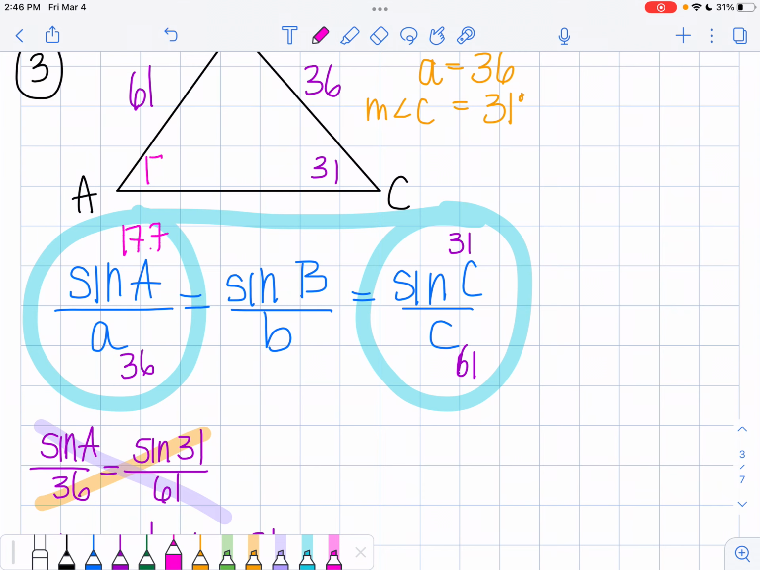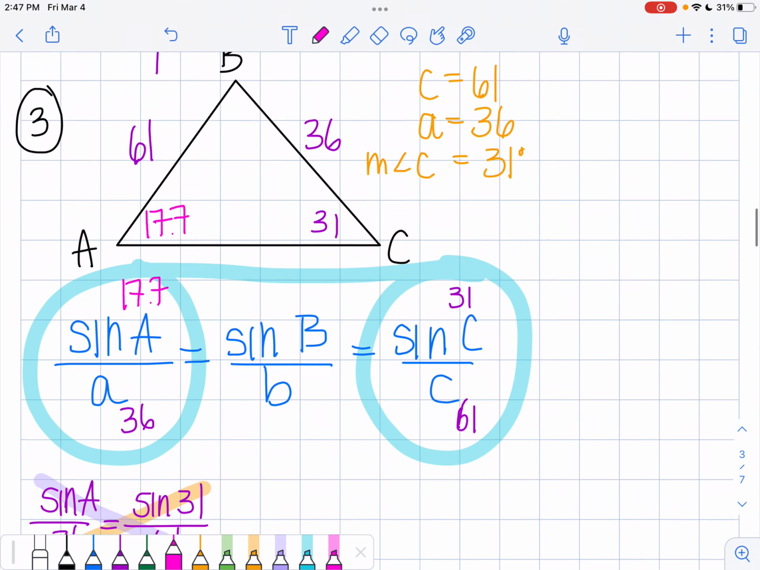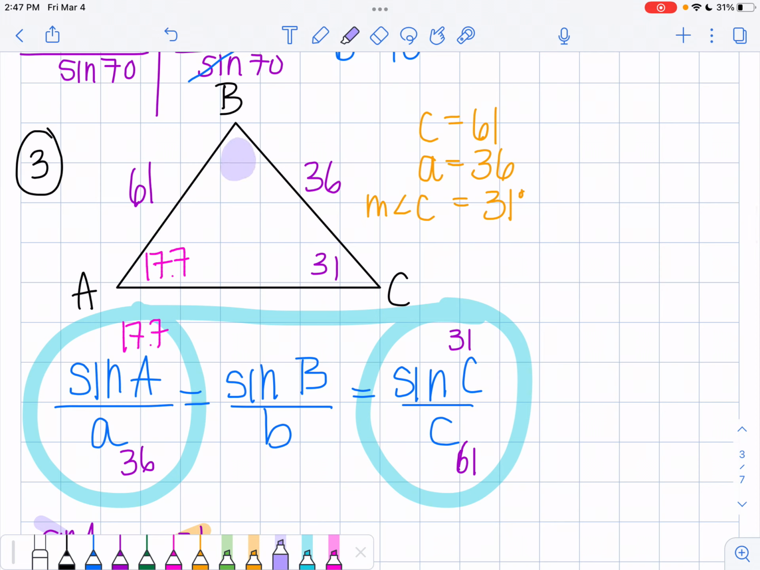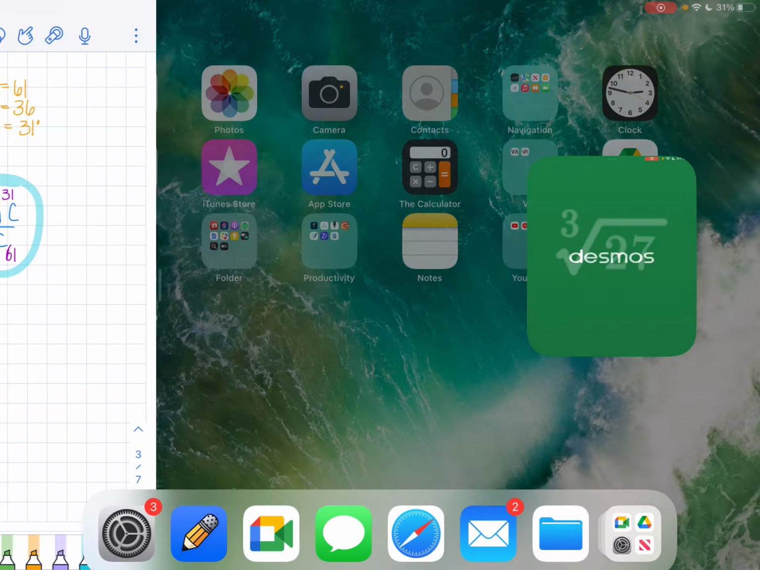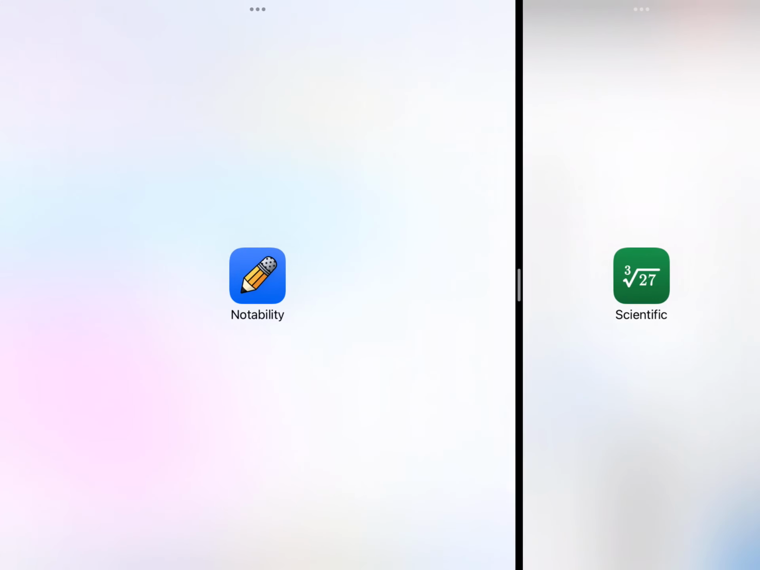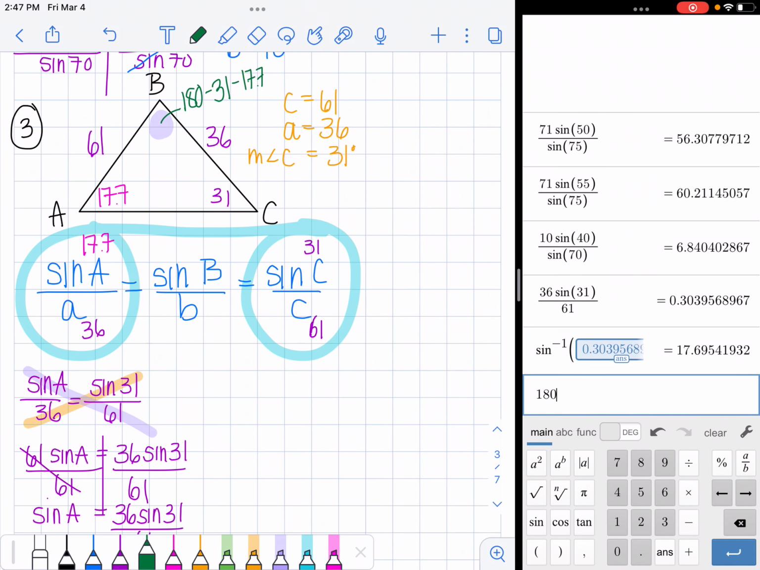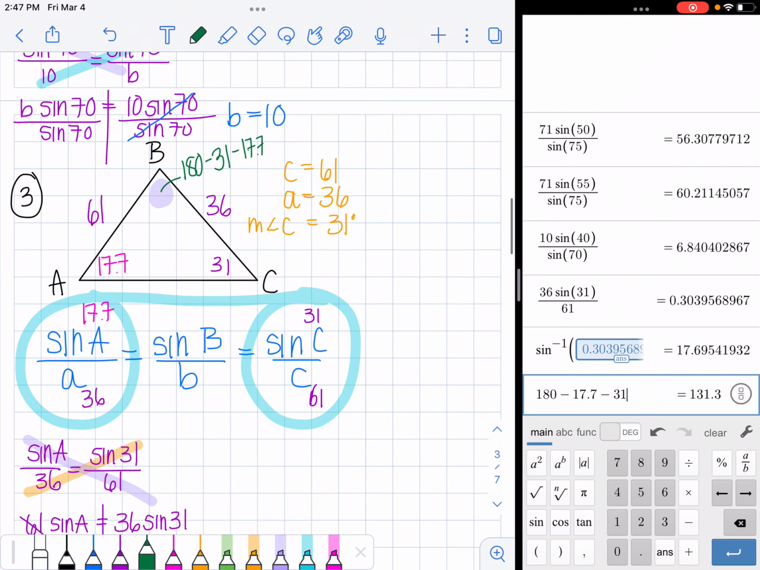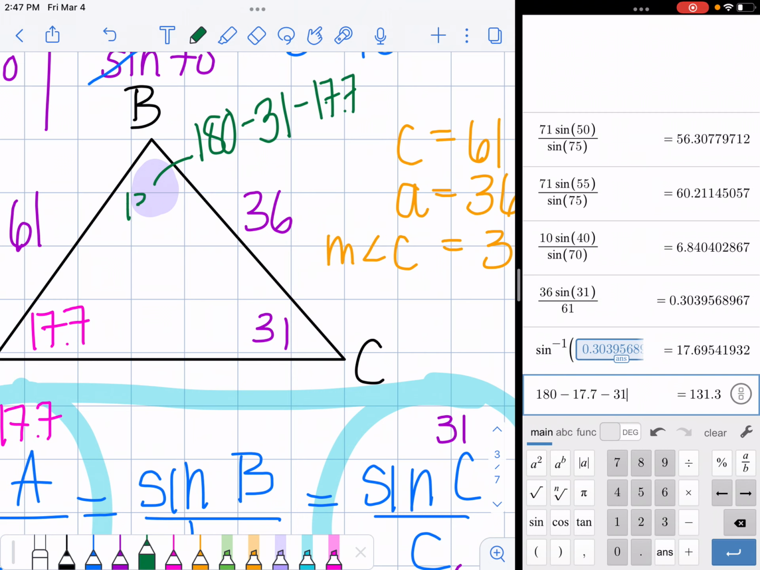I'm also going to draw this in my triangle, because we also have to find this angle here. And we know that all angles in a triangle add up to 180. So this angle is 180 minus 31 minus 17.7, which I don't know off the top of my head, so use your calculator. I'm going to say 180 minus 17.7 minus 31 gives me 131.3, which is this angle here.